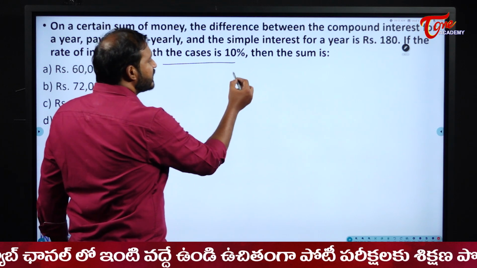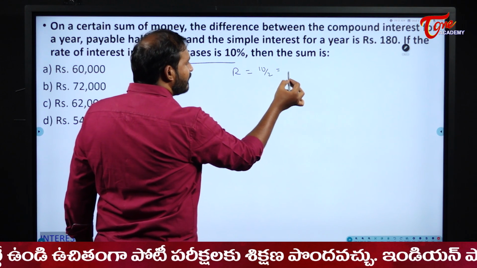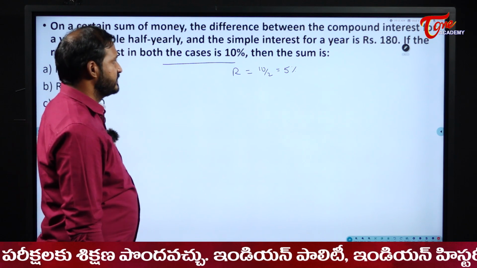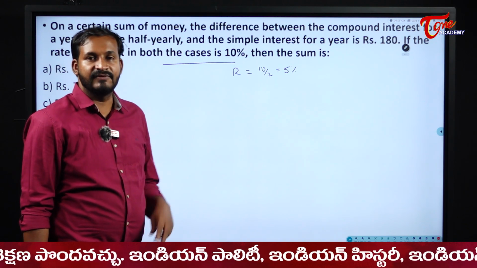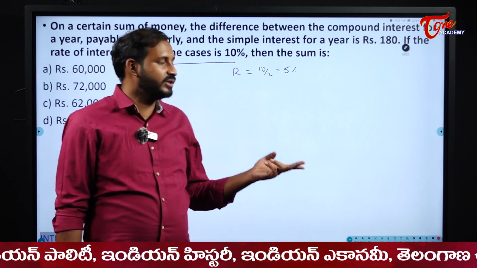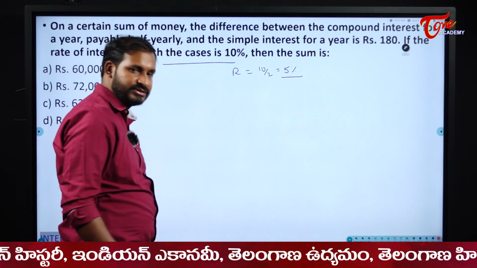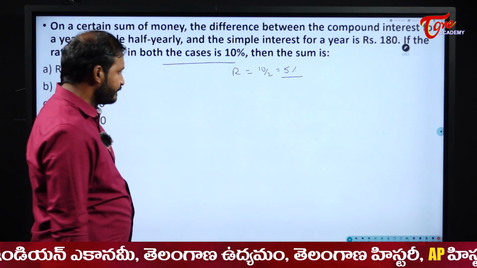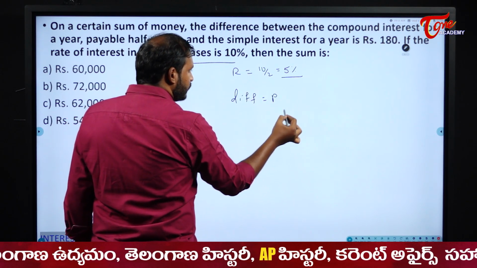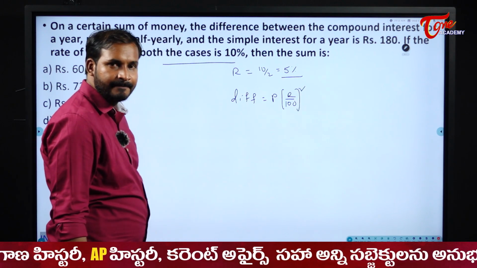Now rate of interest will become what for me? For 2 time slots it will become 10 by 2, it will become 5%. Now directly I can use the formula for difference. Difference between SI and CI for 2 years. Actually that is 2 time slots, but we will consider it as 2 years. So for 2 time slots, what is the rate of interest? It is becoming 5%. Okay. So the formula difference is equal to P into R by 100 whole square.